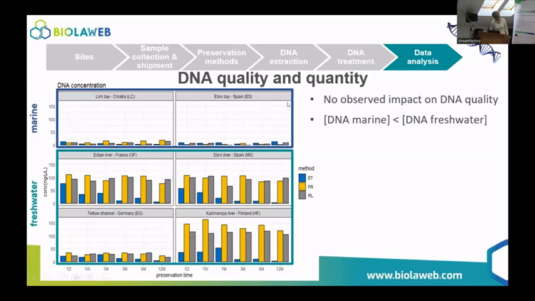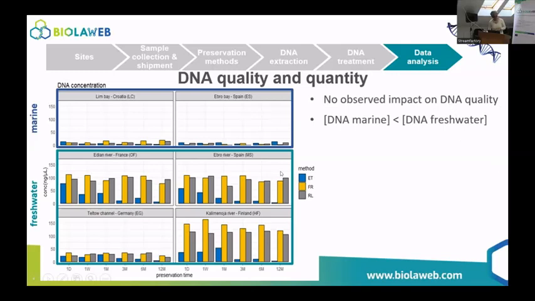On the top, you have the marine samples from Croatia and from Spain. And here you have the quantity of DNA. You can see that, well, believe me, there are no significant differences between them. But what we can see is that the concentration for marine samples is much smaller than that from freshwater samples. But it's not at all the same samples, so it's not really an interesting point here. Also, I don't show you the results, but there was no observed impact on DNA quality.